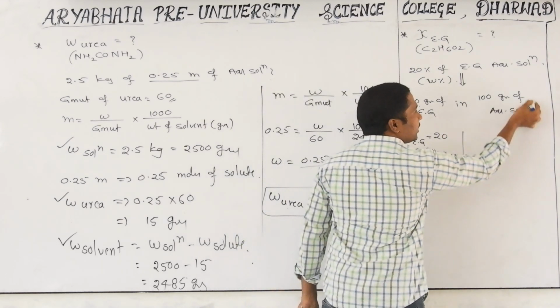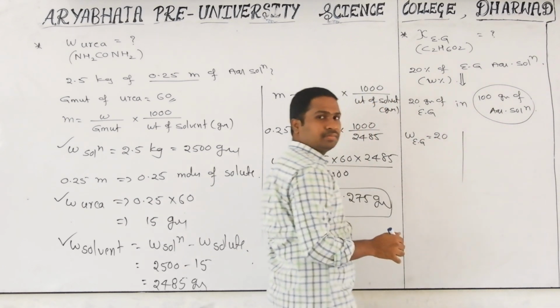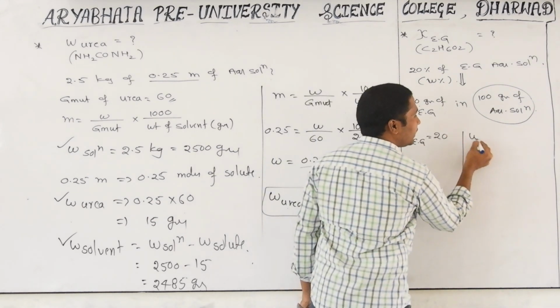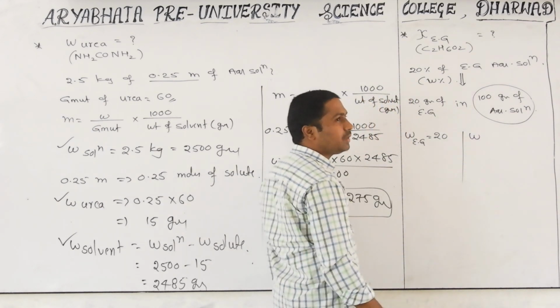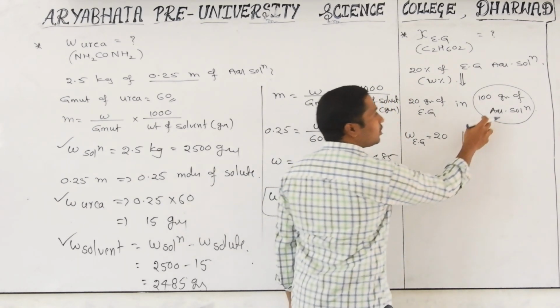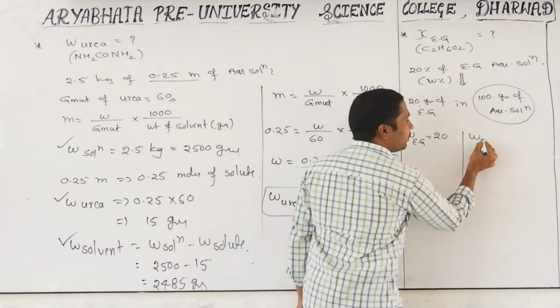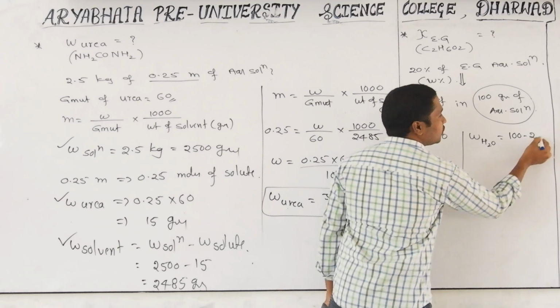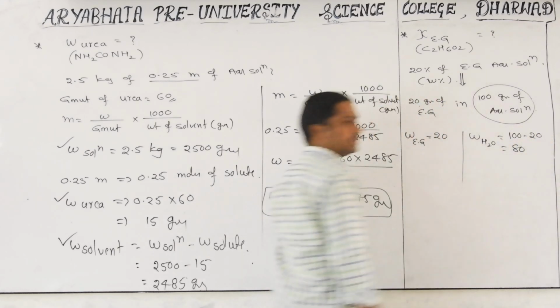Now, total weight of the solution is how much? 100. Okay, but solute weight is how much? 20. Then I want weight of solvent. What is the solvent here? Water. Why? Because it is aqueous solution. That's why. Weight of water in this is nothing but how much? 100 minus 20 is coming like 80.